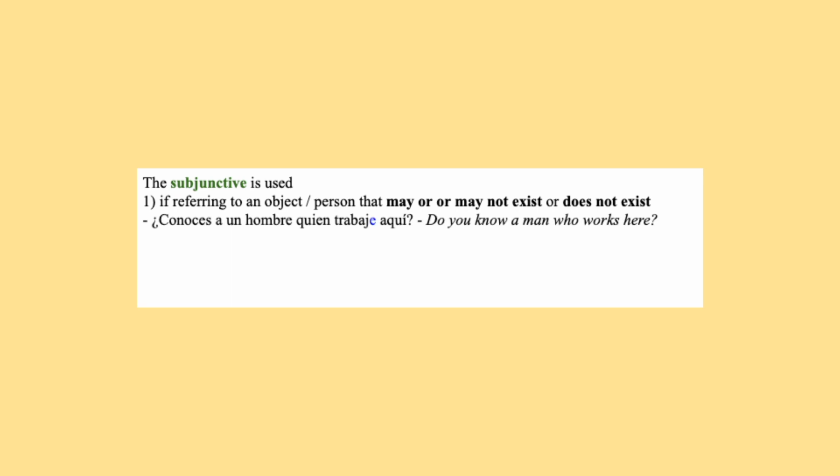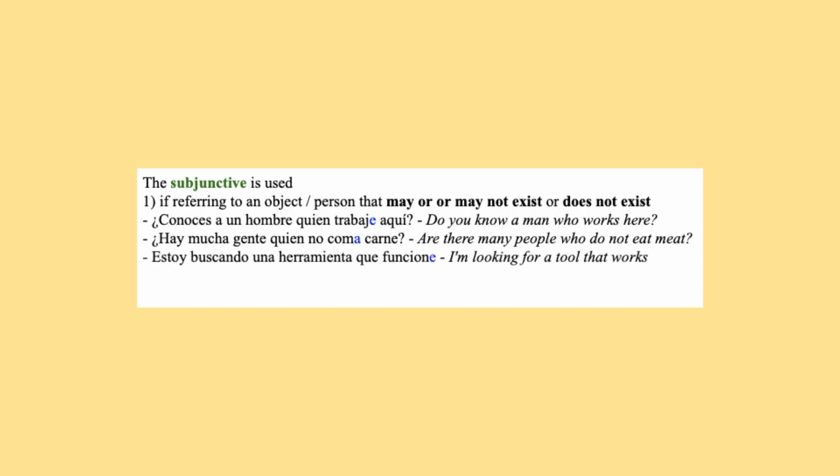¿Conoces a un hombre quien trabaje aquí? So asking if you know a man who works here is not referring to a specific person. This man may or may not exist, but we can't say with certainty. Therefore we use the subjunctive. ¿Hay mucha gente quien no coma carne? So this question is asking if there are many people who don't eat meat. We don't know with certainty if there are or if there are not many people, so therefore we use the subjunctive.